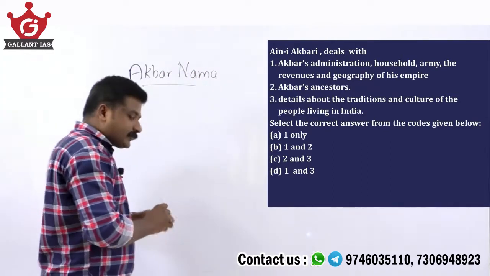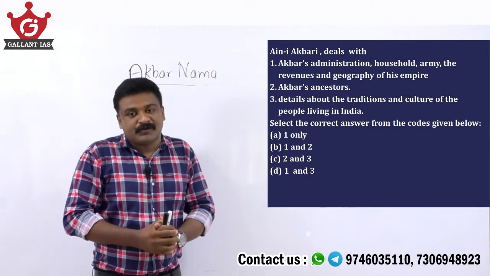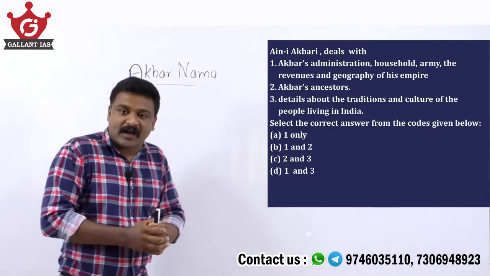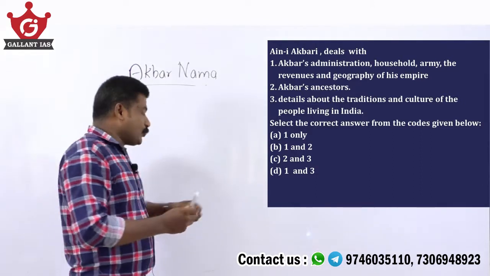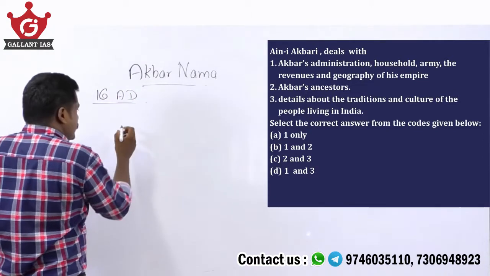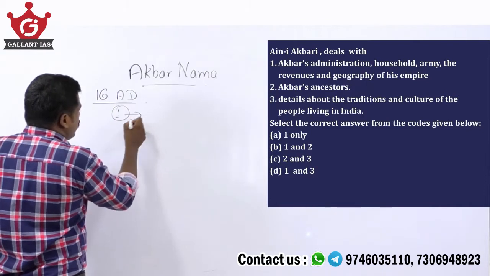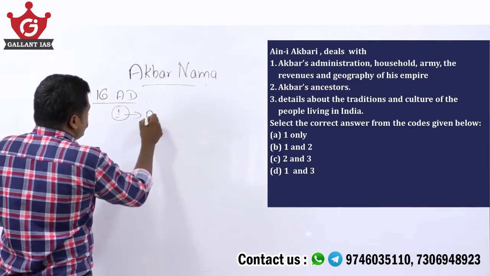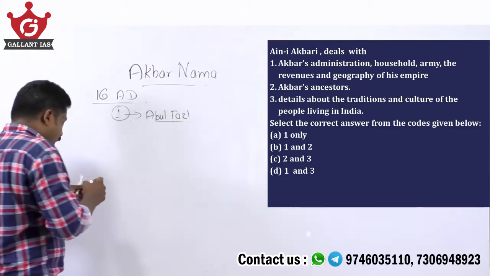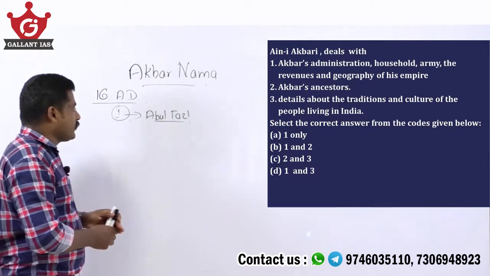This is the biographical account about Akbar. It was written in the 16th century AD by his court historian. His name is Abul Fazl. Abul Fazl was one of the nine jewels in the court of Akbar. He was the official court historian of Akbar.